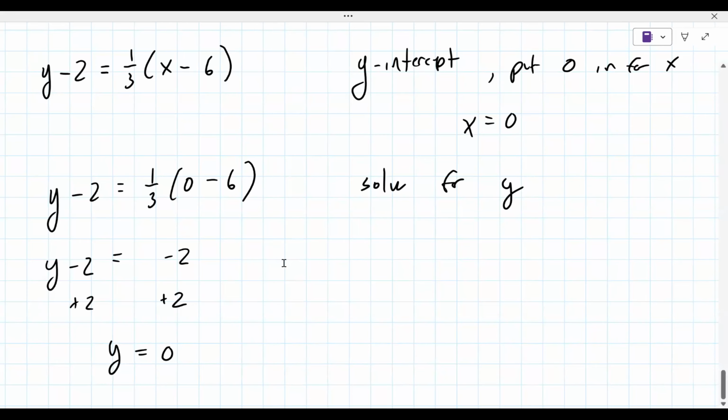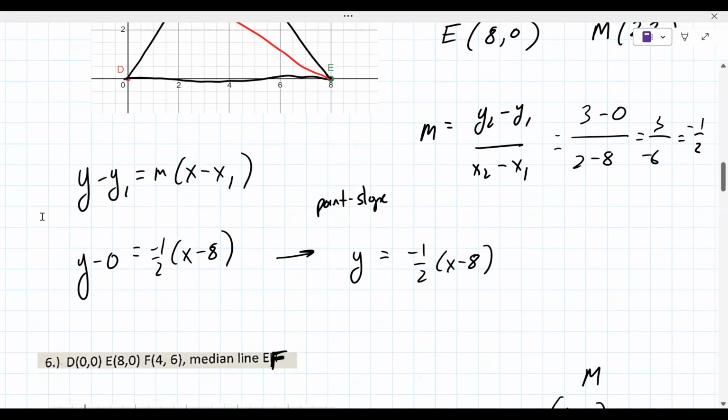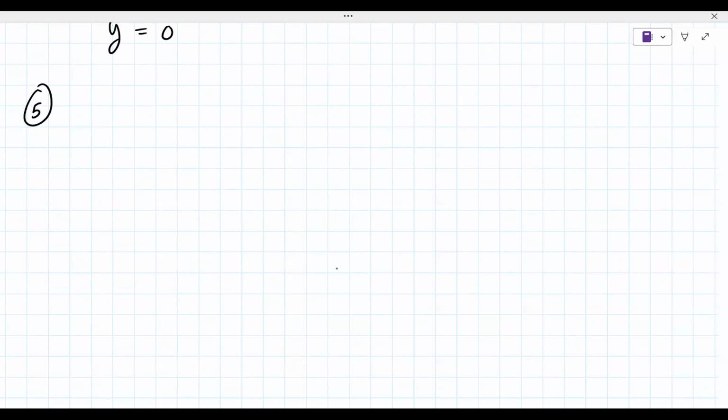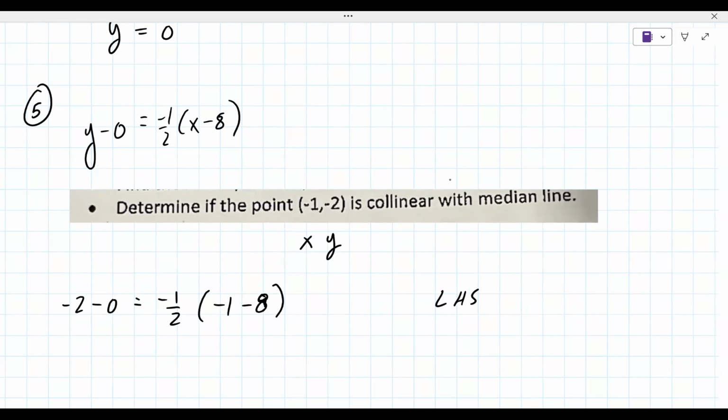So let's see if we can do this for number 5. I'm going to go back up and grab the equation for number 5. There's the equation for number 5. All right, first things first, we're going to determine if the point -1, -2 is collinear, just like we did. You have to do things in order. So X is -1 and Y is -2. You put those in for X and Y, and then you ask yourself, is the left-hand side equal to the right-hand side? You don't have to actually calculate. You just have to decide, yes, they're the same, or no, they're not the same.